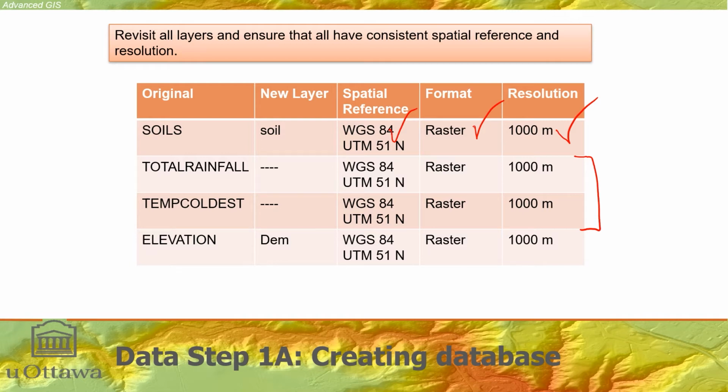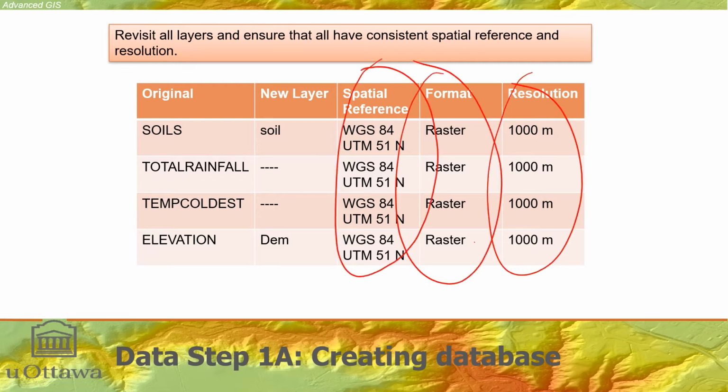And then elevation, we have a new layer called DEM. We have to check that it's in WGS 84 51 North. It's raster, and we check the cell size as 1,000 meters. And then what we can conclude, if everything is the same in all of the columns for the spatial reference, format, and resolution, is that we can now start our modeling.